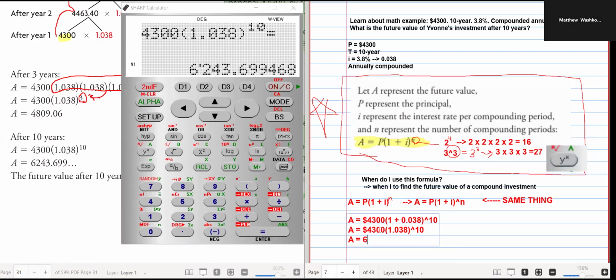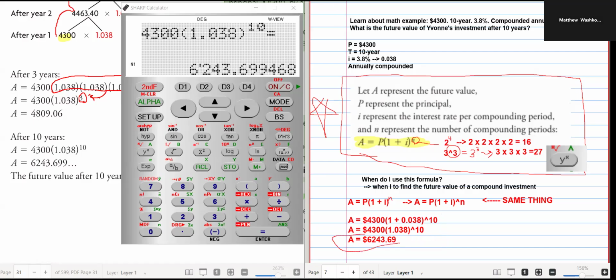So if I do that, it's $6,243. Now, 69.9, I can't have that, right? So you can either have 69 cents or $6,243.70. Either one of those would generally be fine. Different institutions round it differently. Usually it works against your favor, right? A credit card is going to round it up for you. A savings account is going to round it down for you. So either one of those would be fine.